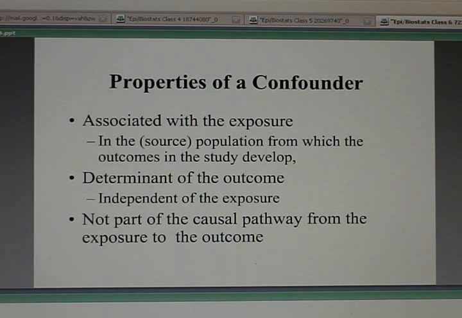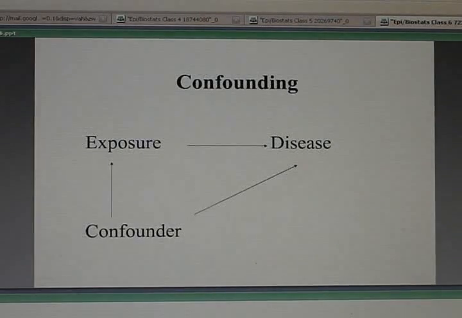But maybe the spam users are mostly women. Maybe the non-spam users are mostly men. And we know women are more mellow. They don't get as anxious as men. Maybe the protective effect we saw among spam users was due to another factor, a confounding factor, namely gender or sex. It was related to the exposure, meaning the spam users were mostly women, and non-spam users were mostly men. It was also a risk factor, a determinant for developing the outcome. Women are less likely to be anxious than men. And it's not part of a causal pathway, meaning what we were thinking about is this diagram, which I think we looked at.